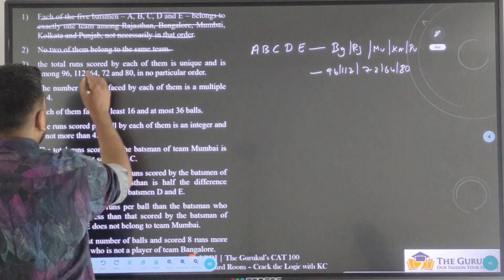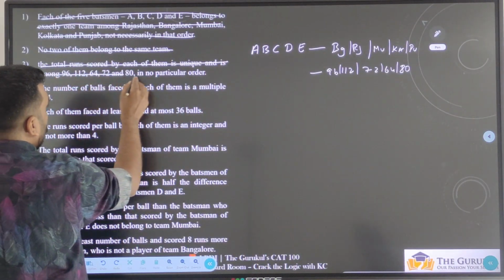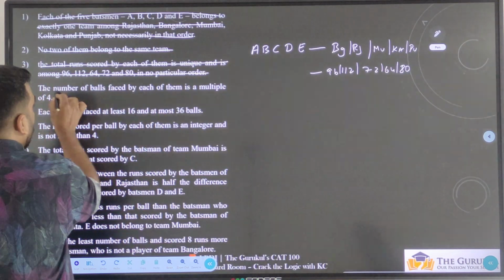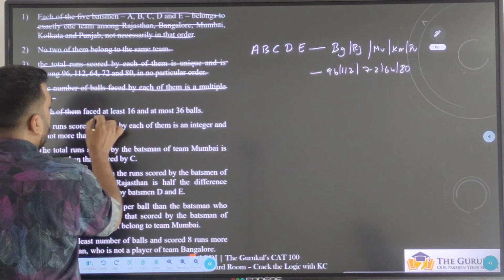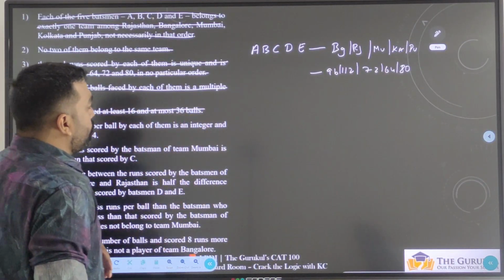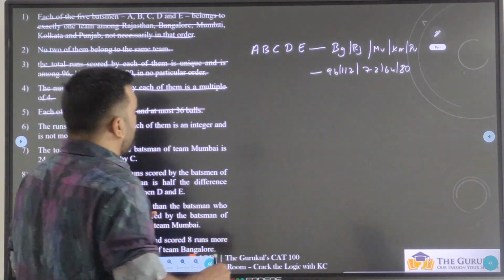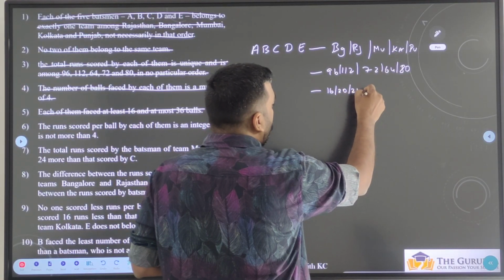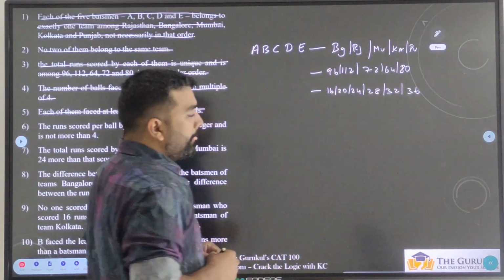No 2 of them belong to the same team. The total runs scored by them is unique and is among this in no particular order. The number of balls faced by each of them is a multiple of 4. Very good. Each of them faced at least 16 and at most 36. So 16 to 36, what are the multiples of 4 we are having? We have 16, 20, 24, 28, 32 and 36.